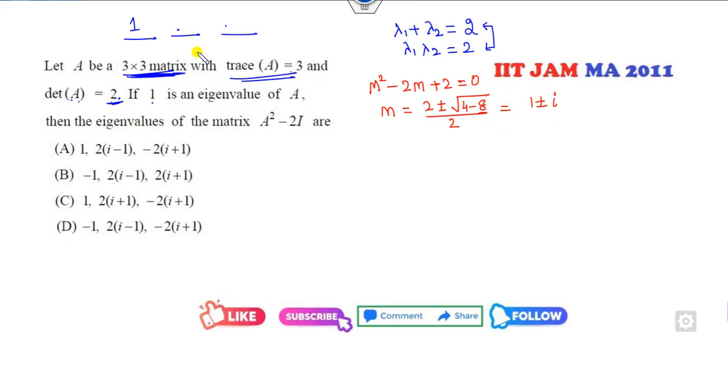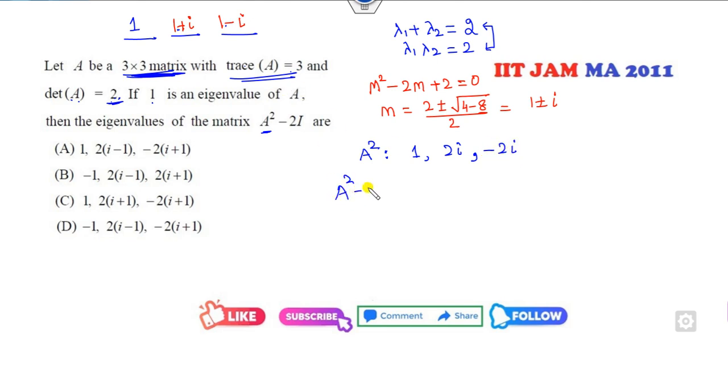Fine, so what is the meaning of this? The eigenvalues are 1, 1 plus iota and 1 minus iota. Now you know all these eigenvalues. So what are the eigenvalues of A squared? The square of 1 is 1, the square of 1 plus iota is 2 iota, and the square of 1 minus iota is minus 2 iota.